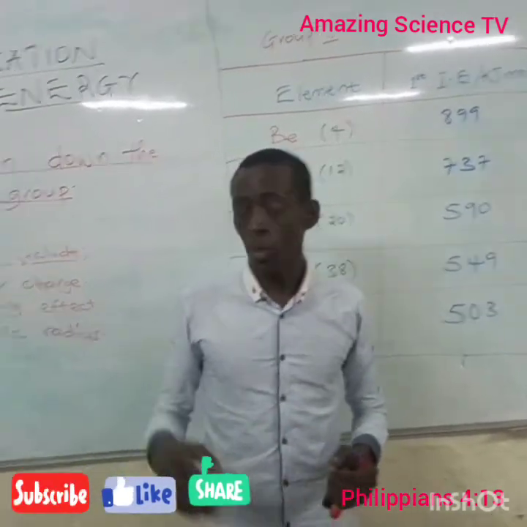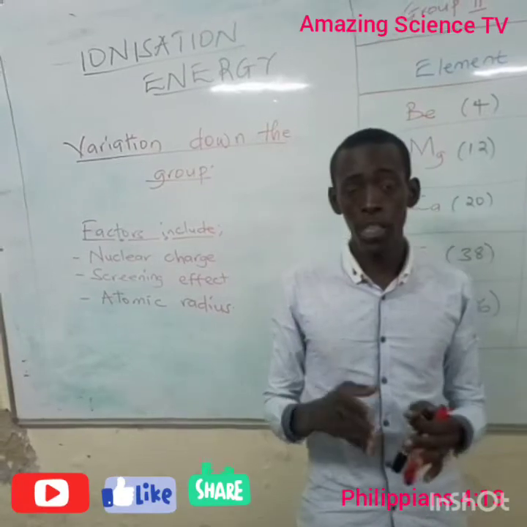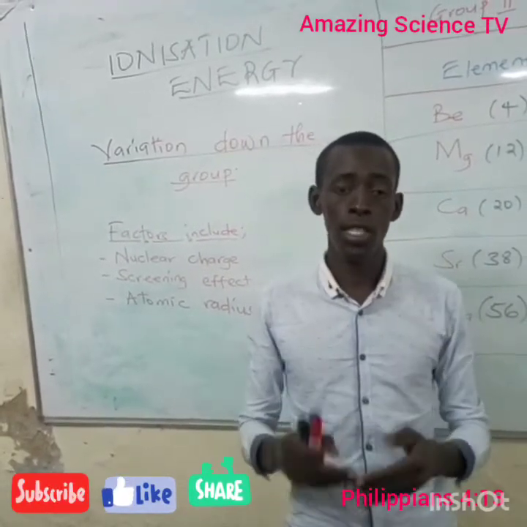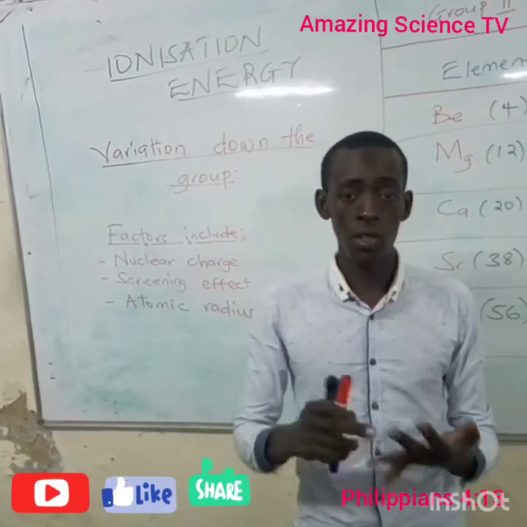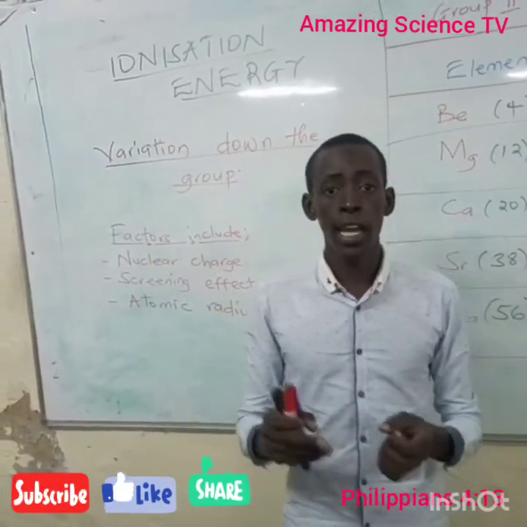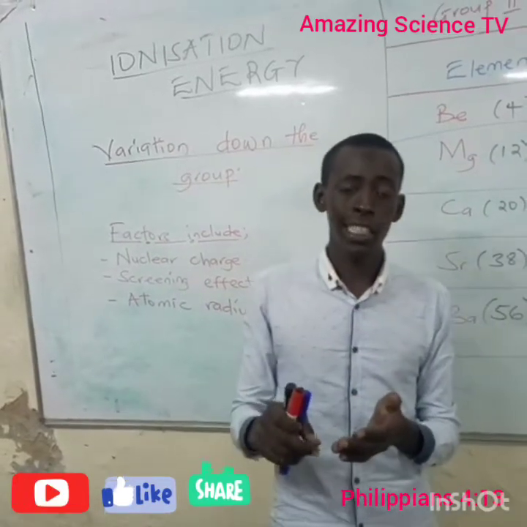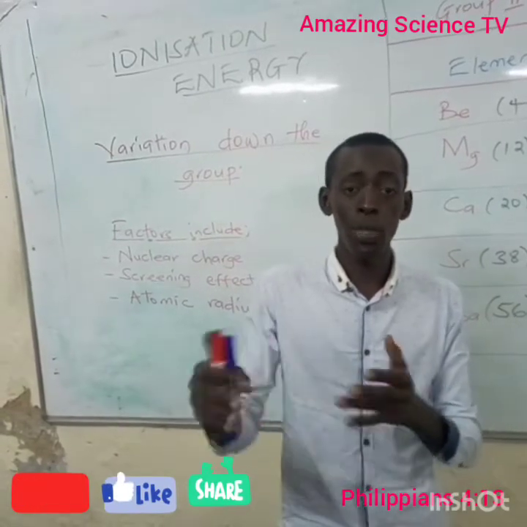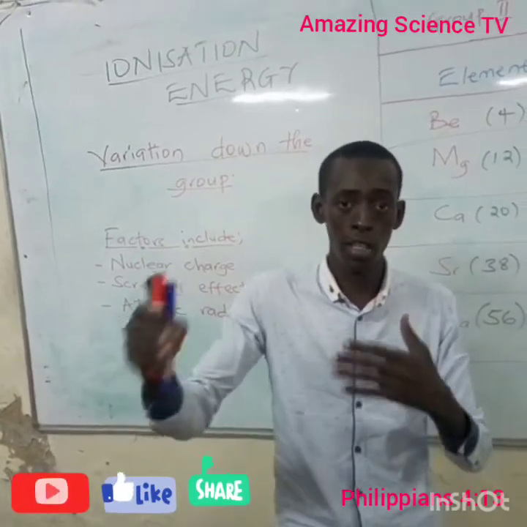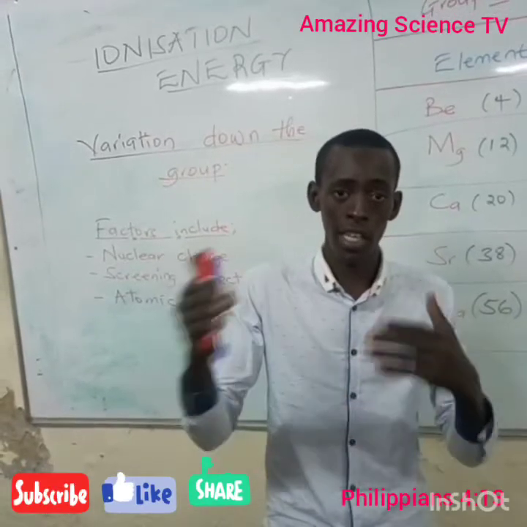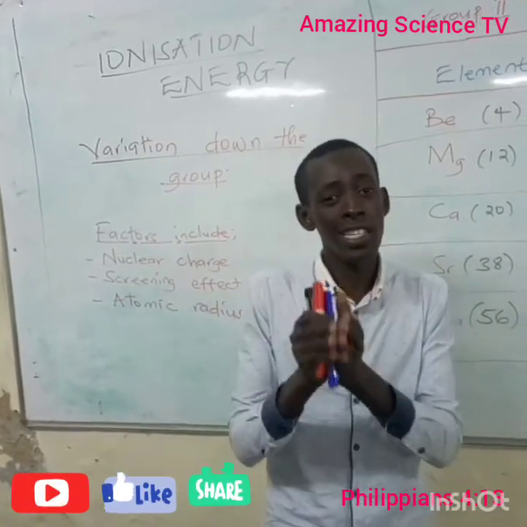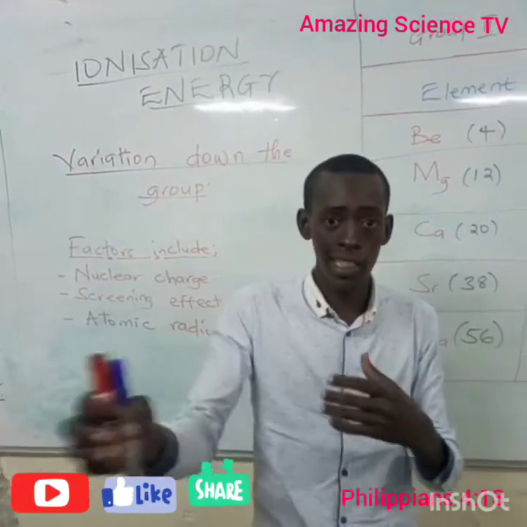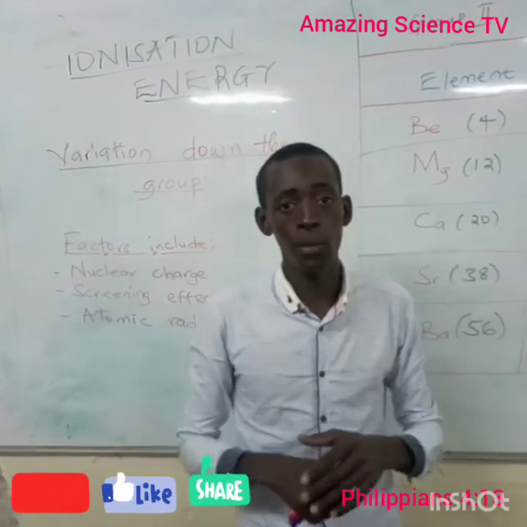So generally, down the group, the ionization energy goes on decreasing simply because the nuclear charge goes on decreasing as screening effect increases, and the effective nuclear charge will be too low. The electrons in the outermost shells will not be attracted to the nucleus. They are pushed far away from the nucleus, increasing the size of the atom, and in so doing they will require less energy to be removed from those outermost shells.